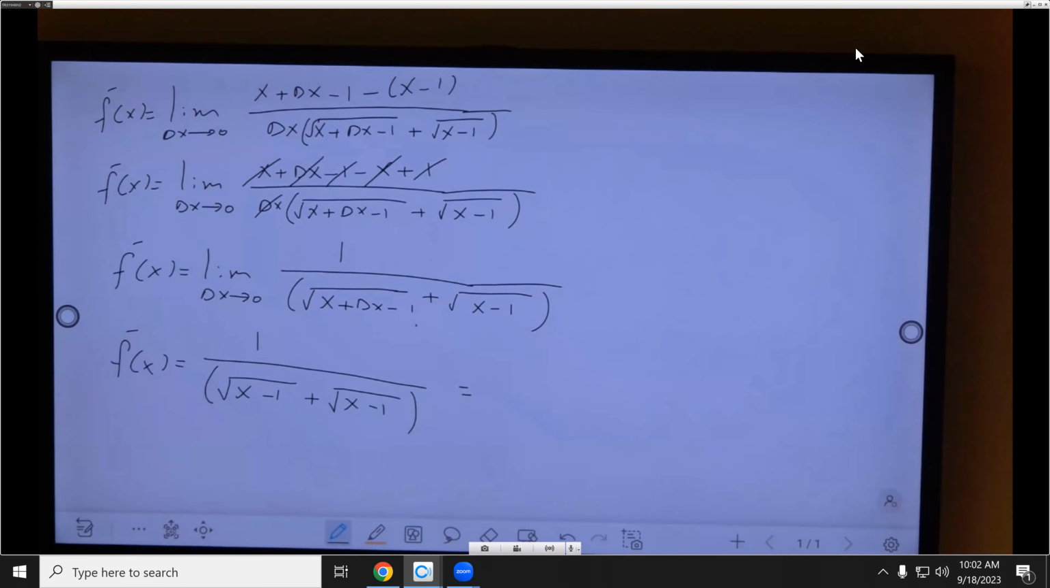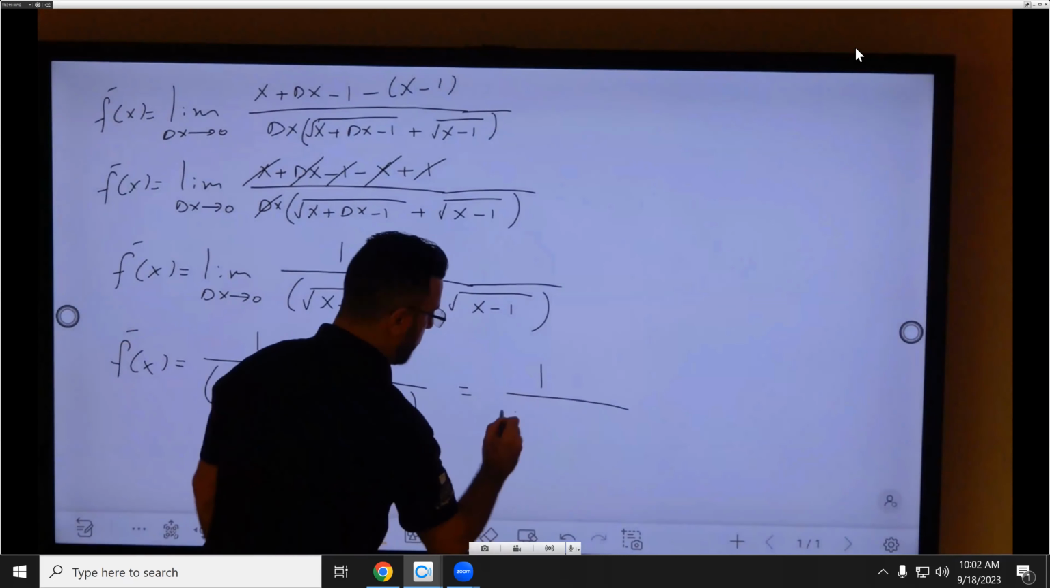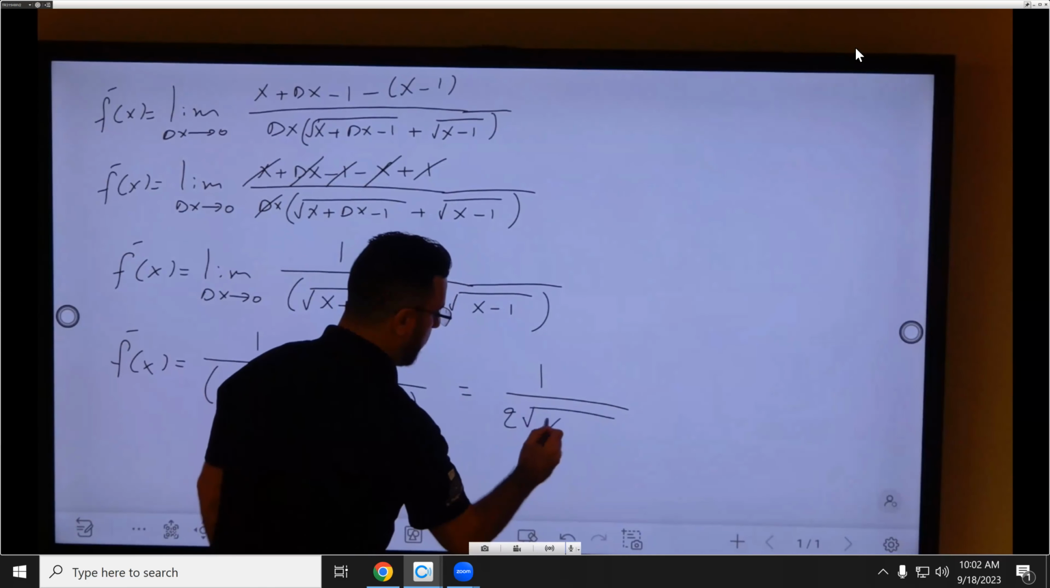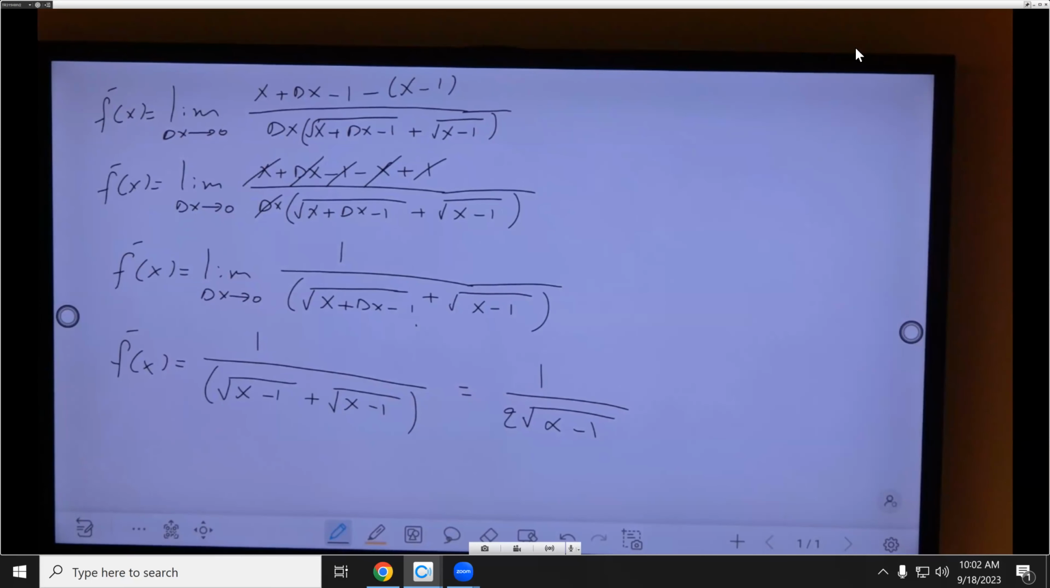Can we add these together? 1 over 2 times the square root of x minus 1. So it's 1 over 2 square root of x minus 1. That means this is just the slope. Now tell me the slope at this point.